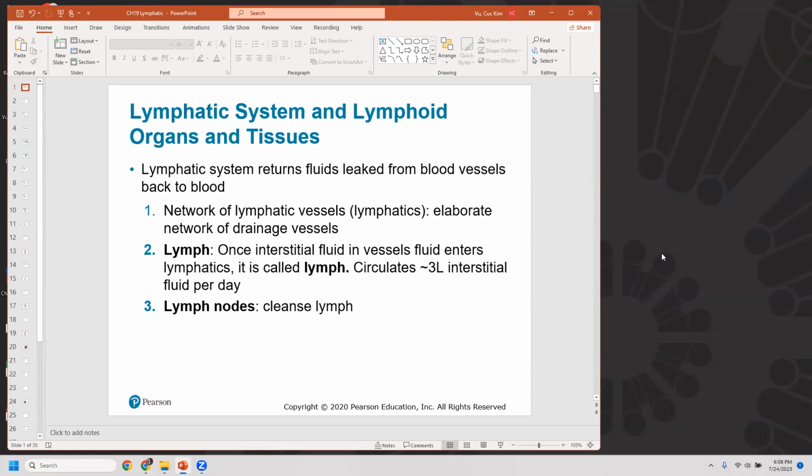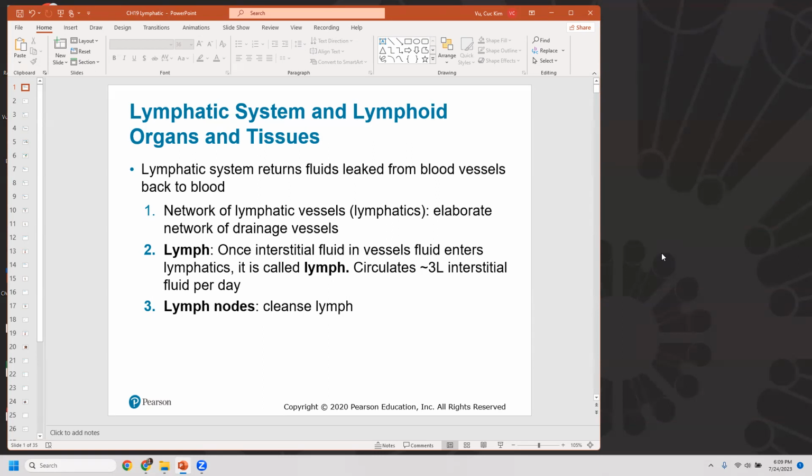Okay, I'll give you options. Amongst the different types of fibers that you learned about, collagen fibers, reticular fibers, and elastic fibers, which one of those three do you think makes up the lymph nodes? Would it be reticular? Absolutely.